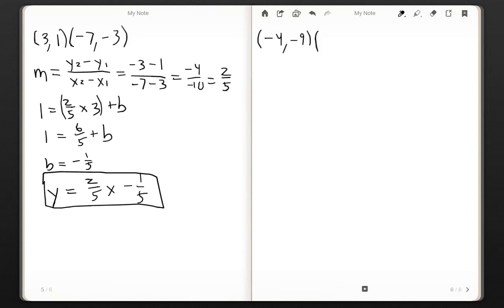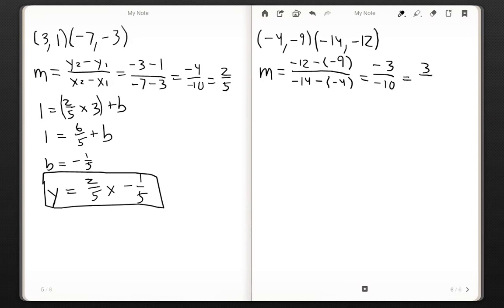This is going to be our last one. Let's make all the numbers negative. So, first thing we do is find slope. y2 minus y1 is negative 9. Make sure you get all your negative signs right. Over x2, negative 14, minus negative 4. So negative 12 minus negative 9 is going to be negative 12 plus 9, which is negative 3. Negative 14 minus negative 4 is negative 14 plus 4, which is negative 10. So the slope is 3 over 10.